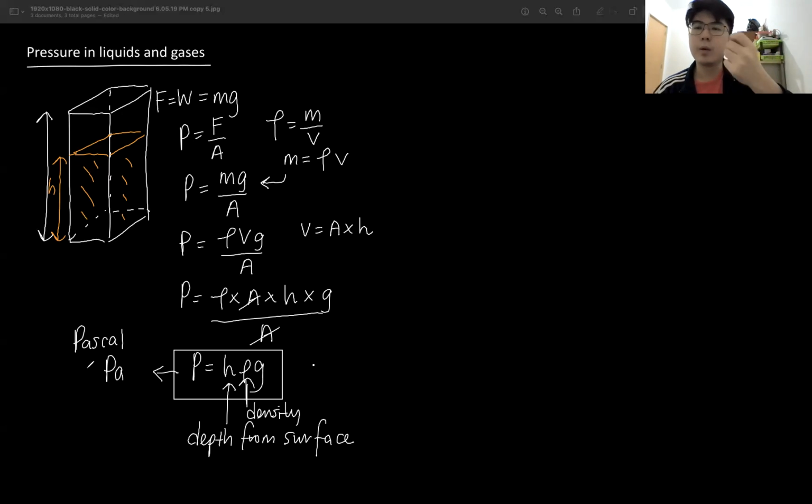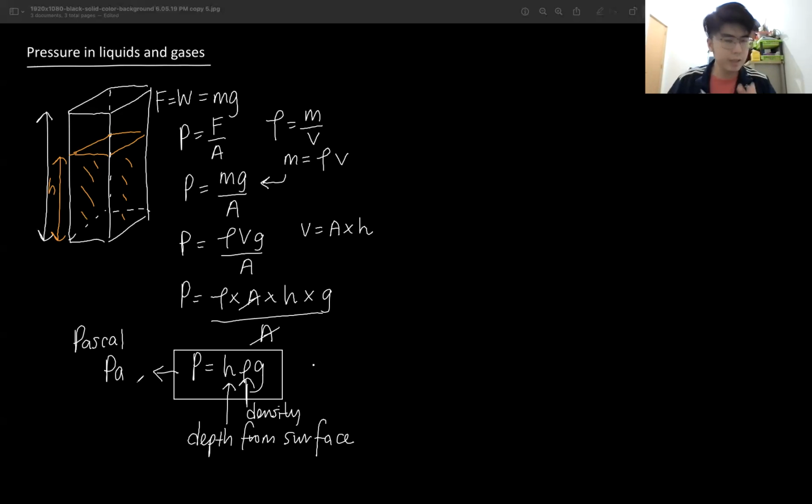Where does that come from? That comes from the weight of the entire liquid that is above you. The entire liquid sitting on top of you. It's like you are bearing the weight on top of you. That's where the pressure comes from. So pressure is actually the weight of the liquid, just that we divide it by the area. That's it. Now, here it depends on two things. You can see, the depth and the density.